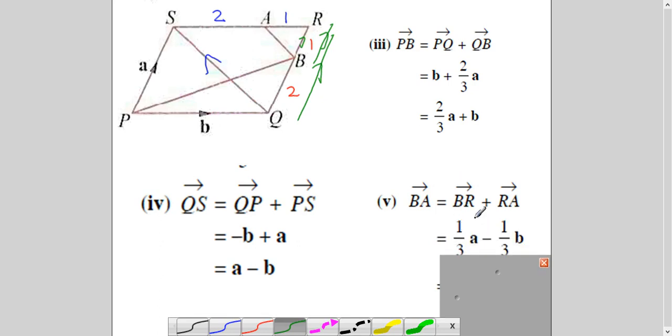Right? 1/3 of QR. And QR is equal to PS. What is PS? A. So that's why we are writing A here. If you want to write a few more steps, you can write 1/3 of QR, and then QR you can replace by A.